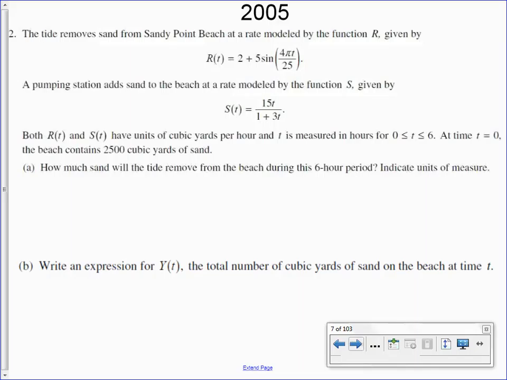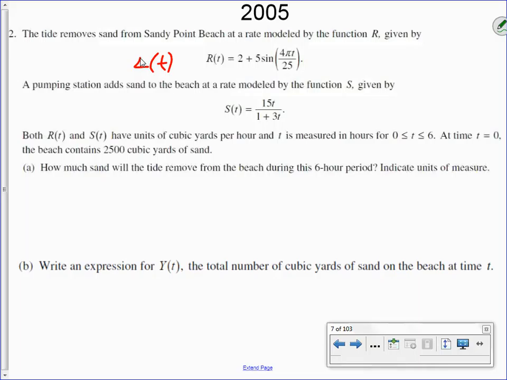It says, the tide removes sand from Sandy Point Beach at the rate modeled by the function R. So R is for removed, I guess. So that's the rate the sand's being removed. That's your rate out. Okay, so I'm going to write L of T next to it. So remember that. That's my rate out. That's just for my own personal use.